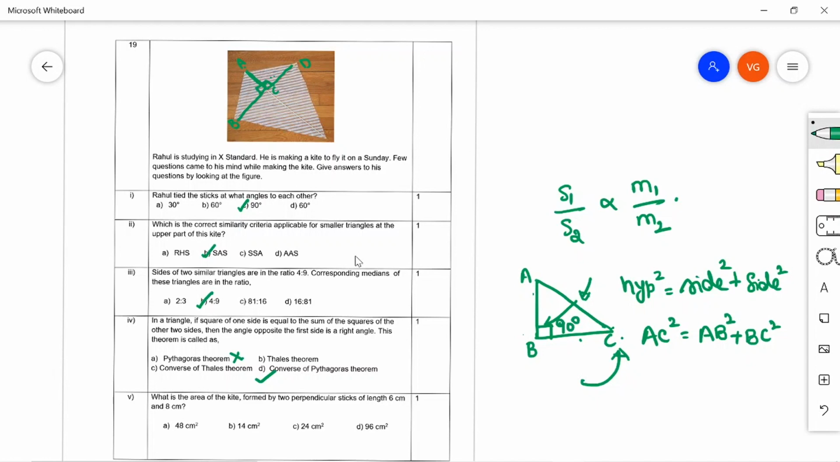Next. Question number 5. What is the area of the kite formed by two perpendicular sticks of lengths 6 cm and 8 cm? The area of the kite is half into diagonal 1 into diagonal 2. Here you are given the perpendicular sticks of these lengths, 6 and 8. So you can find it out as 24 centimeters square. So the correct option is option C, 24 centimeters square for this question.